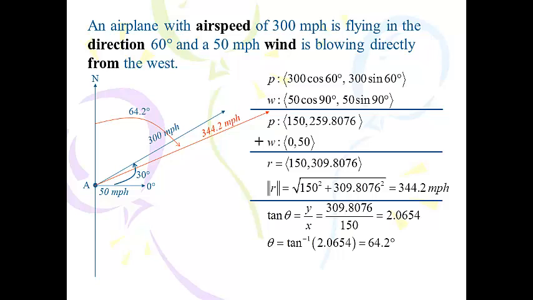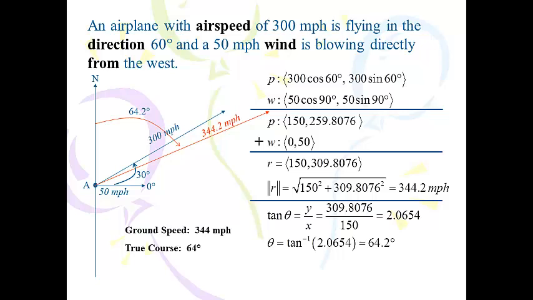Now, I don't have to add 180 or anything like that because we knew this was a quadrant 1 vector. We had a positive x and a positive y, which is quadrant 1. Inverse tangent returns in quadrant 1. 64.2 degrees is our true course. So we end up with a ground speed of 344 miles an hour and a true course of 64 degrees.